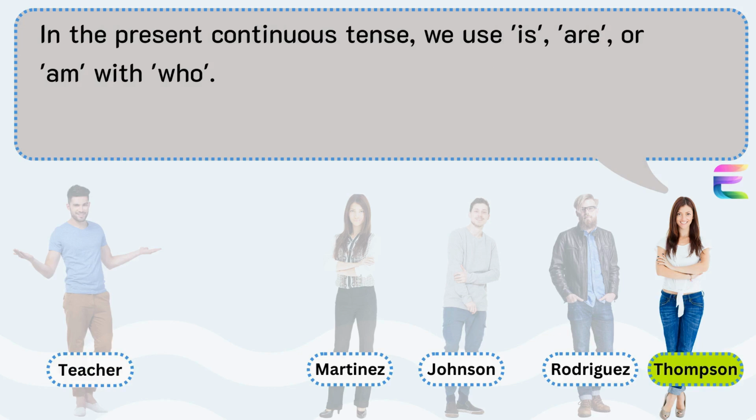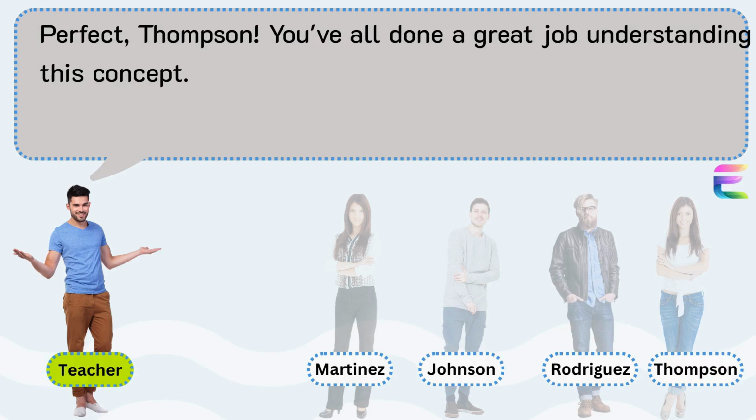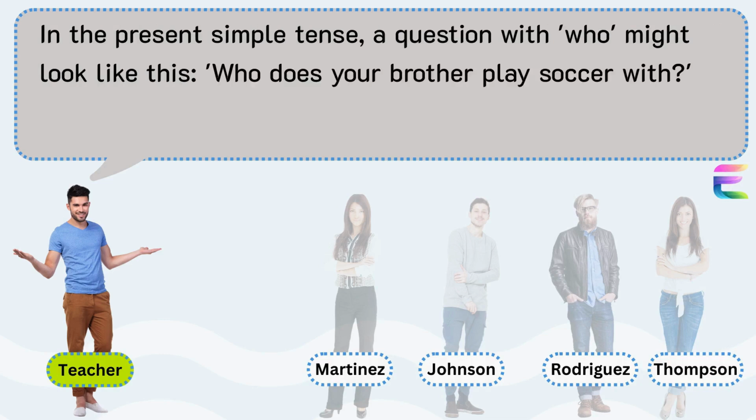In the present continuous tense, we use is, are, or am with who. Perfect, Thompson. You've all done a great job understanding this concept. In the present simple tense, a question with who might look like this. Who does your brother play soccer with?